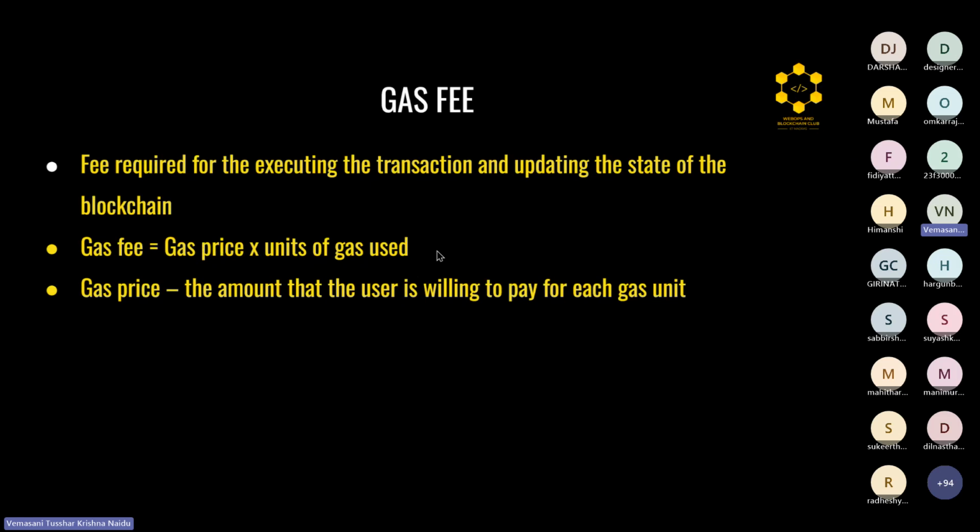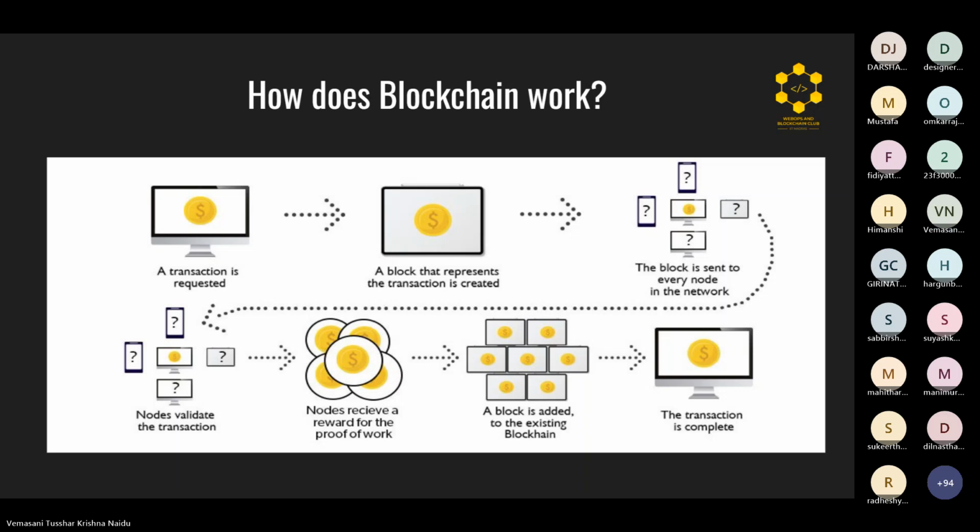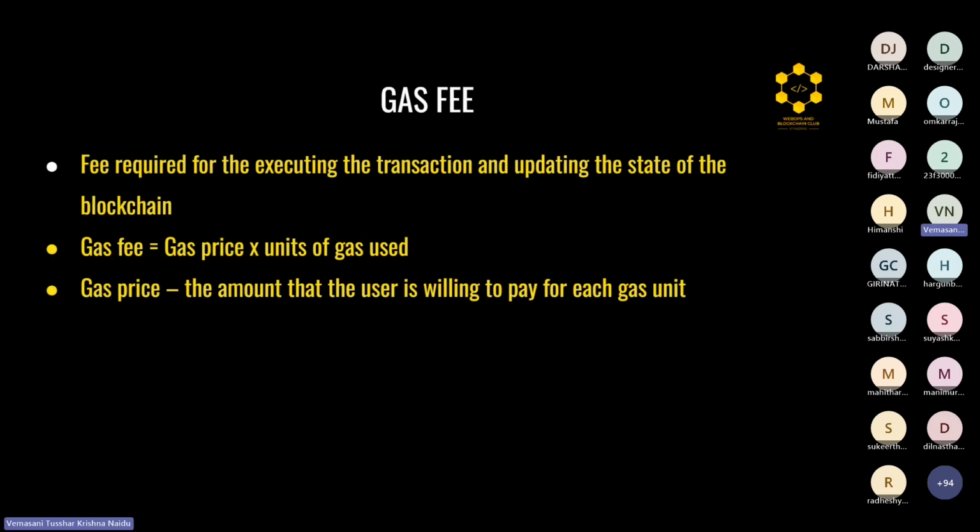Gas fee is gas price multiplied by the units of gas used, and gas price is the amount the user is willing to pay for each gas unit. And this is essentially how everything happens.